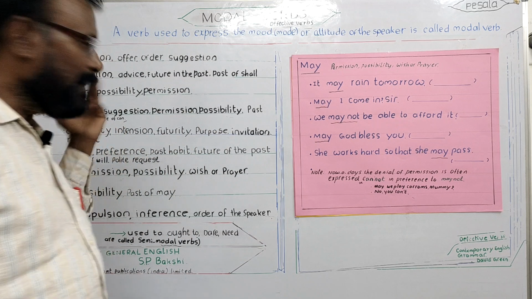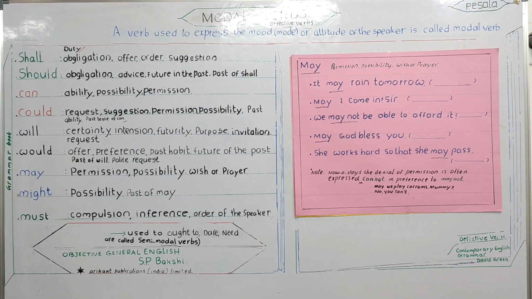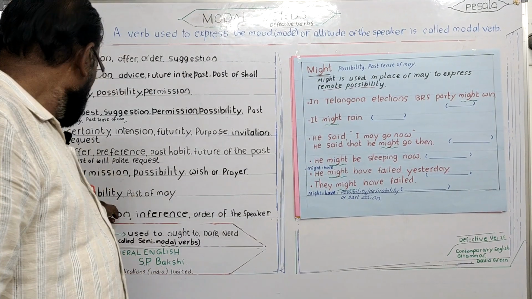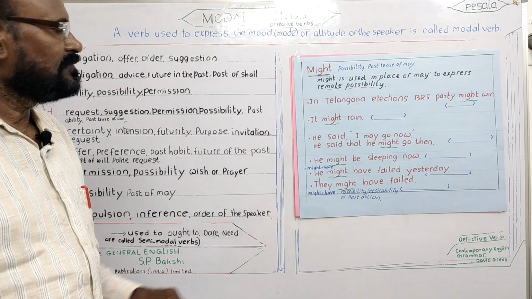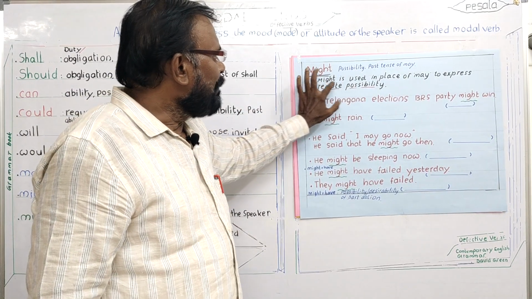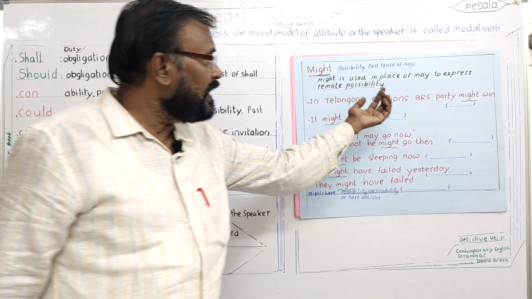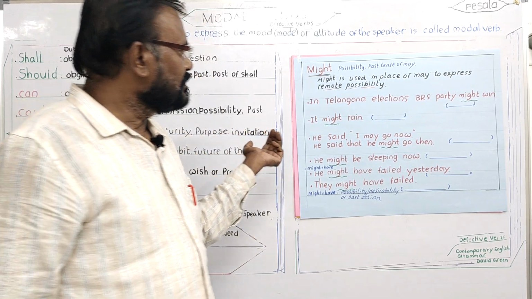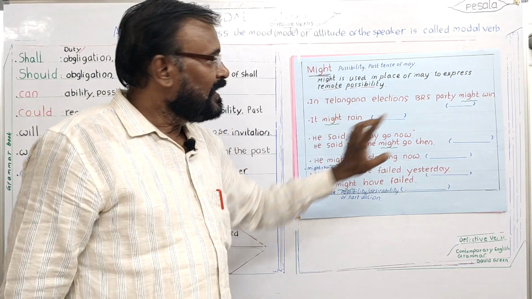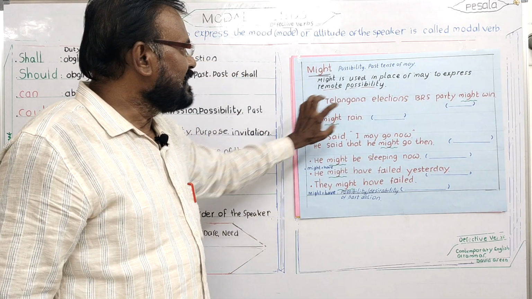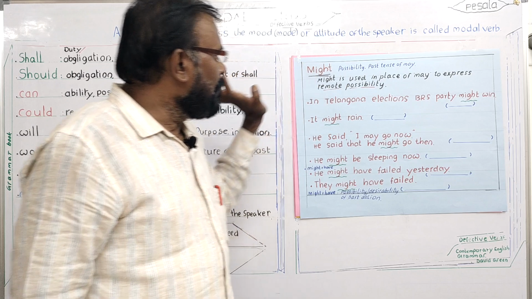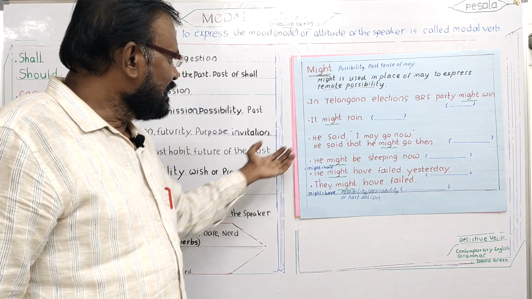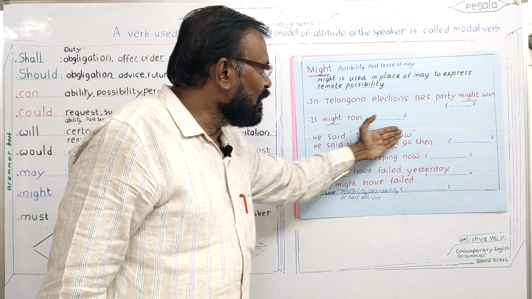Come to might. Might is used for the possibility, past of may. Might is used in place of may to express a remote possibility. In Telangana elections, BRS party may win. It's a mere possibility. It might rain. Mere possibility.